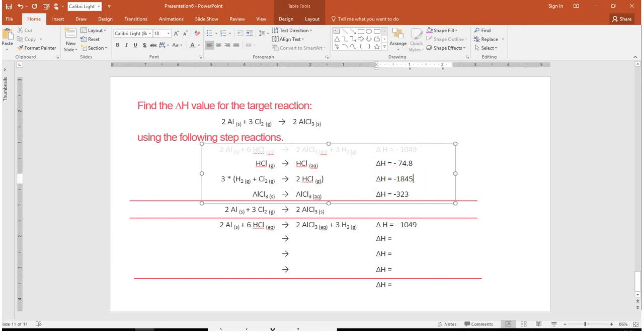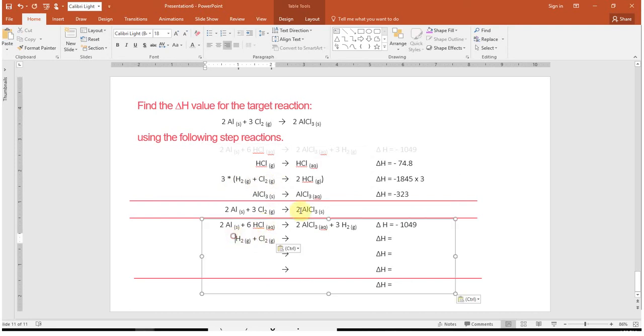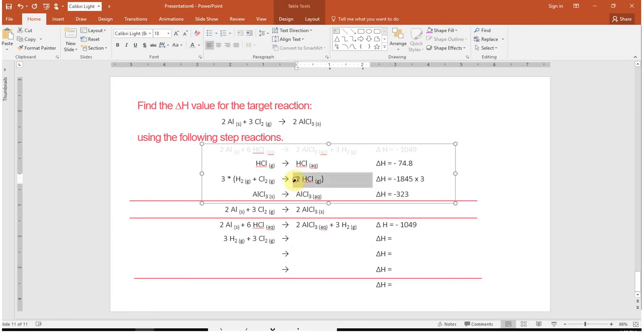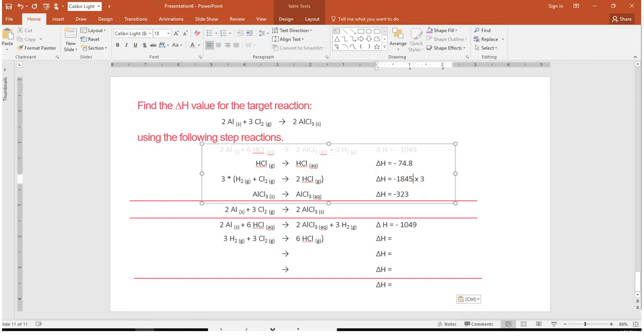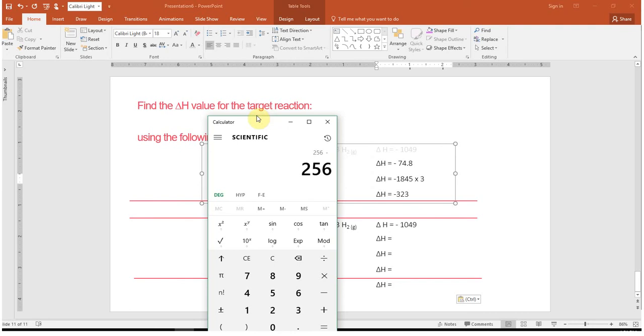Now, anything I do to the reaction itself, I have to do to the delta H. So what I'm going to do, control C, I'm multiplying by three, so that gives me three H2 plus three chlorine gas going to two times three, which is actually going to be six. And if I multiply the reaction by three, I need to multiply this by three, and I can't do that in my head. So we have negative 1845 times three. So negative 5279. Four sig figs, okay.